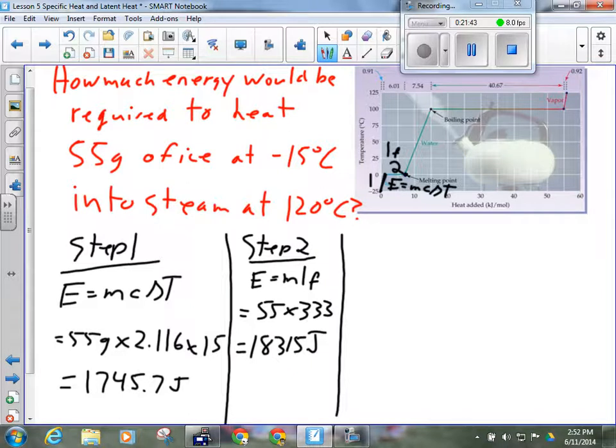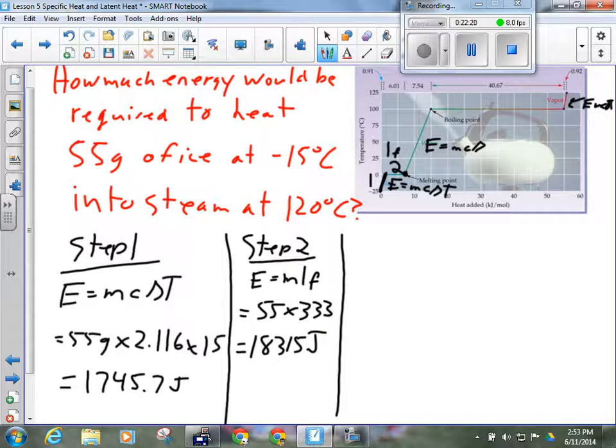Now I'm here. I now have liquid water at 0 degrees Celsius. If I continue to heat that water, what's it going to do? It's going to heat up. It's going to change temperature. What formula do I use to figure out how much energy is required to change the temperature of something? E equals mc delta T. Okay? I'm going to use that formula in 3 different places. Anywhere where the temperature changes. Here. Okay? And here.